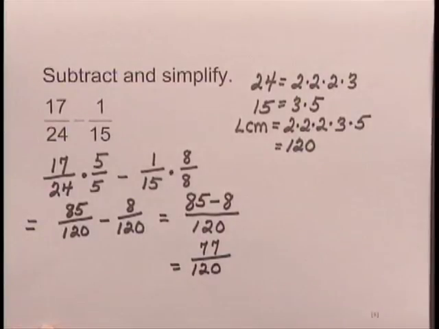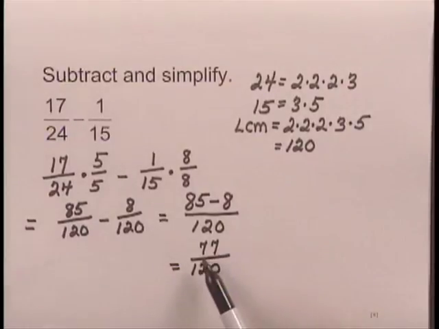We do need to check if we can simplify. I noticed that 77 is 7 times 11, and neither 7 nor 11 is a factor of 120. So this cannot be simplified, and 77 over 120 is the simplified answer to the problem.